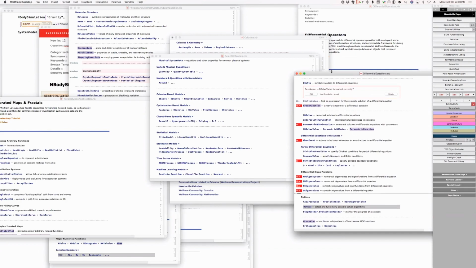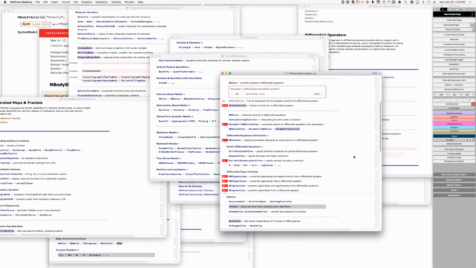Should we put simulations down here? NBodySimulate? Yeah, I think that would be fine. Well, I think we should include system model here. Mm-hmm.